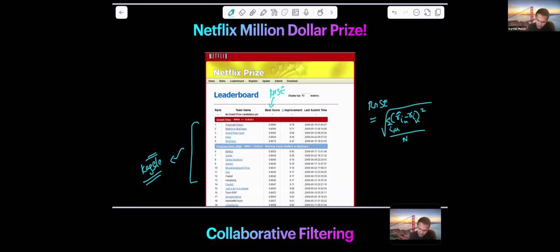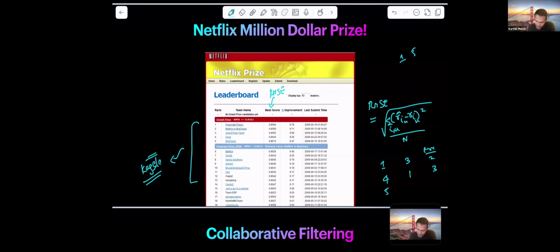So total number of ratings. You take this metric, and the smaller this is, the better. Since the ratings are between 1 and 5, if I predicted 1 and the actual rating is 3, then the error is something like 2, right?